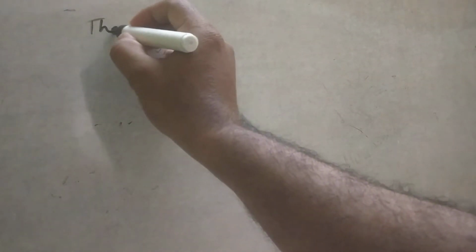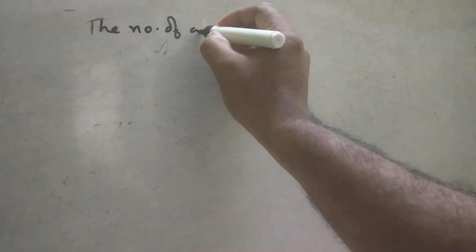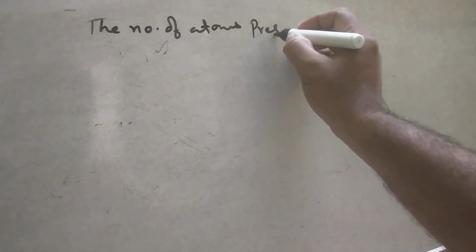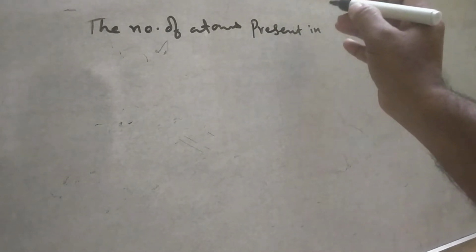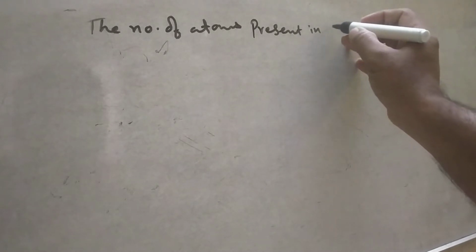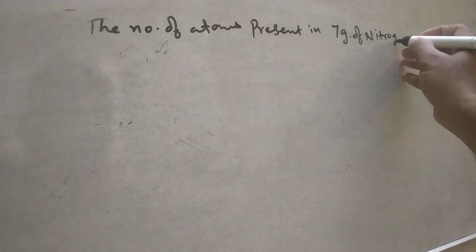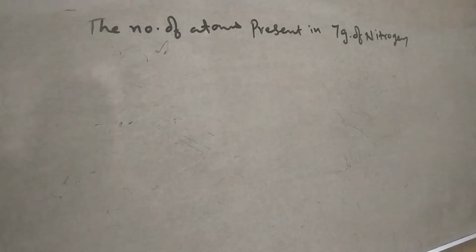What is the relation between the number of atoms and moles? Here, suppose for example, the number of atoms present in 7 grams of nitrogen. So here it is asking for 7 grams of nitrogen.